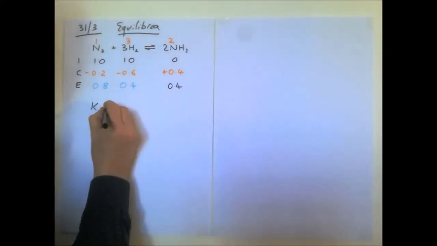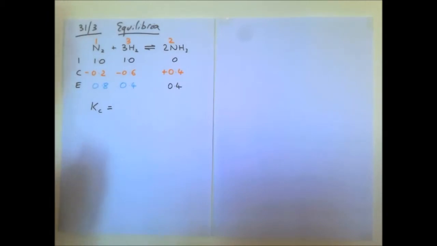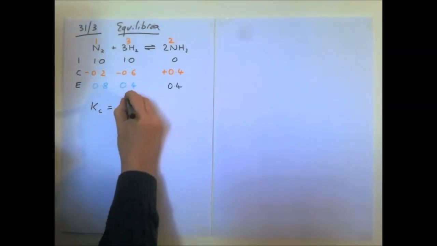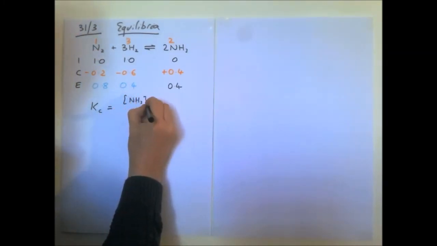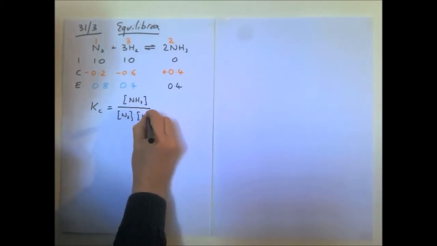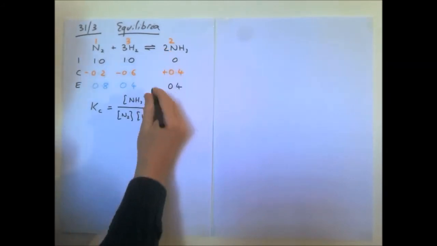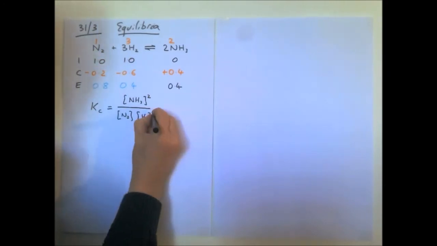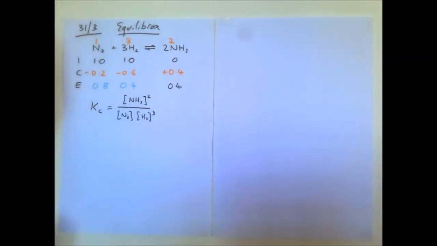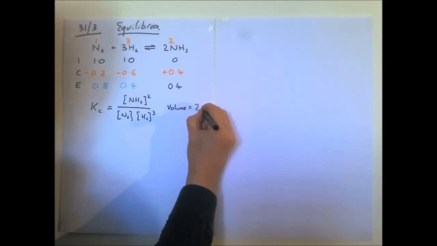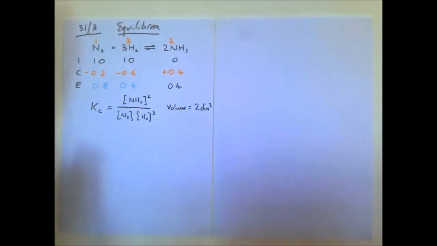And then we can write ourselves an equilibrium constant expression. Remember, it's the concentrations of products over reactants, and then it's raised to the power of their balancing numbers. So NH3 squared over N2 times the concentration of H2 cubed. And then, of course, I'd need a volume. Let's say my volume is 2 dm cubed.